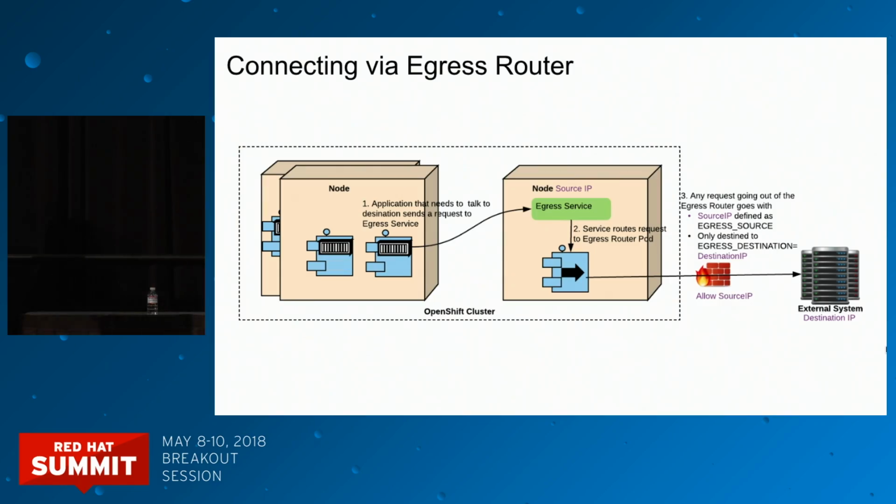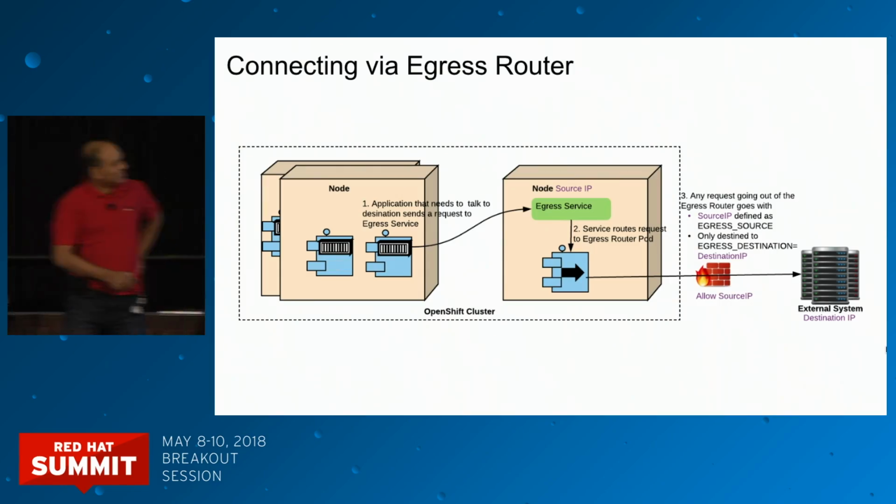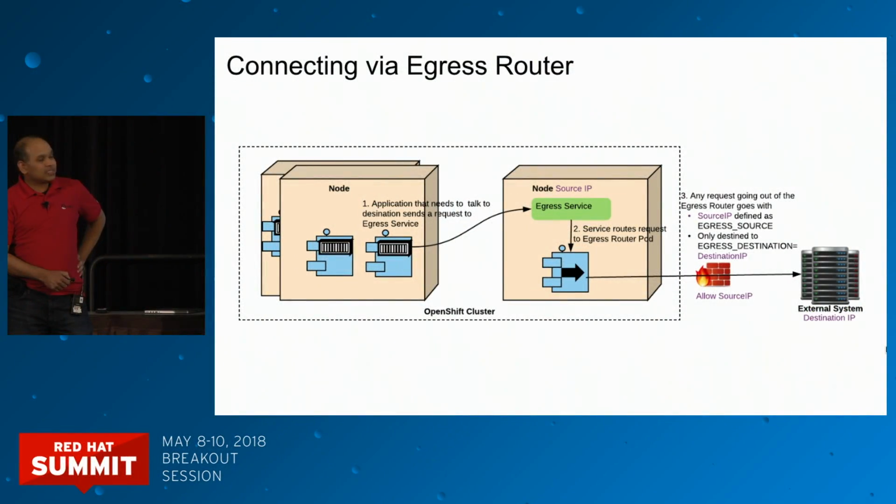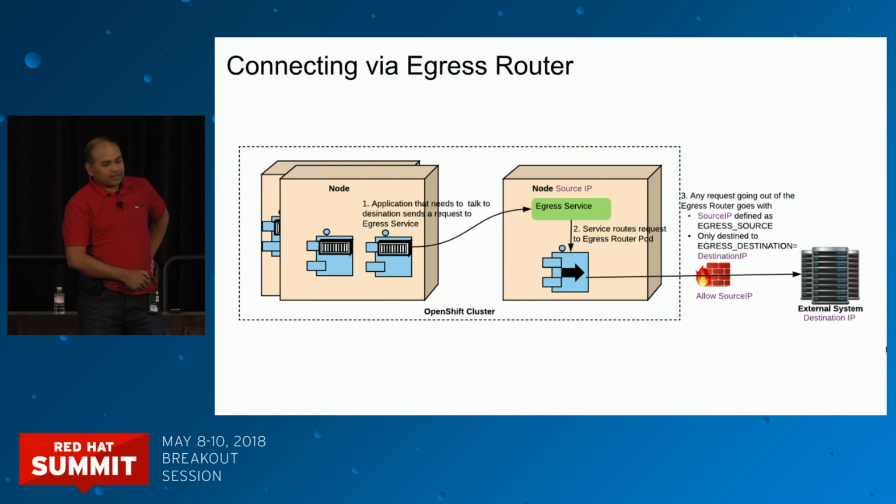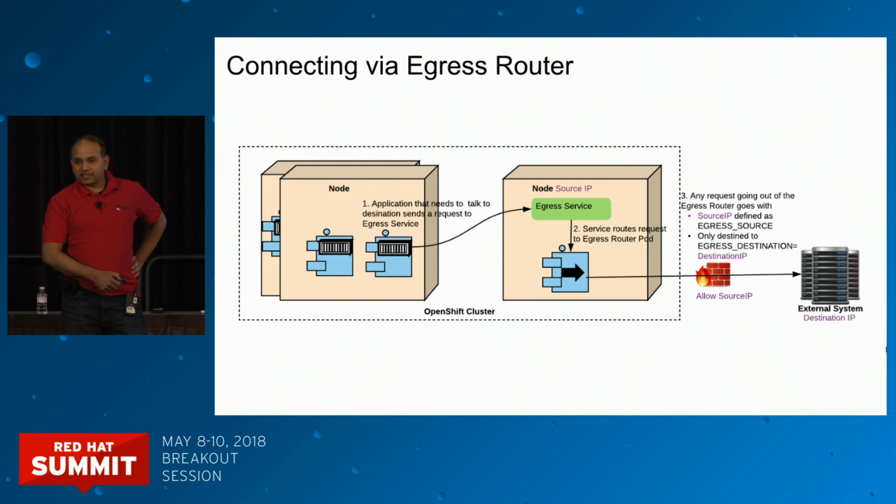When the traffic goes out, it changes the source to the source IP. So your firewall will see the traffic coming as a particular source IP. Right? That's the advantage of using the egress pod. But if I have so many different services, do I have to create so many different egress pods, right? What are the other solutions?